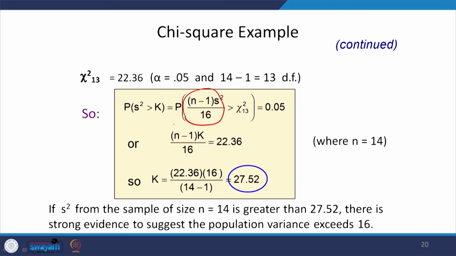We will see in detail, there are many applications for the chi-square distribution. One is the test of independence, another one is goodness of fit, that we will see in coming classes.